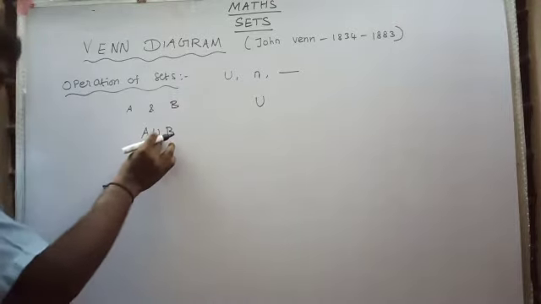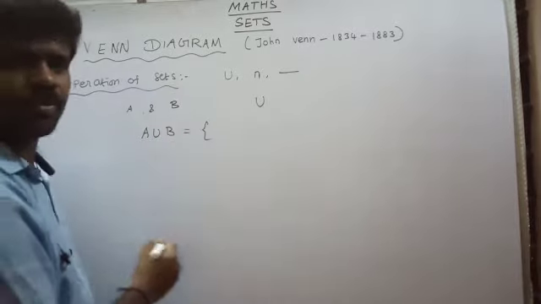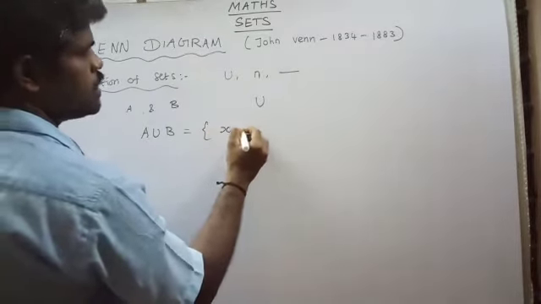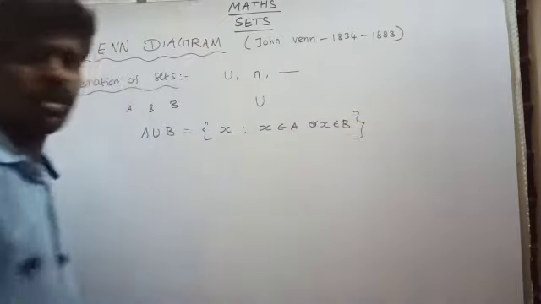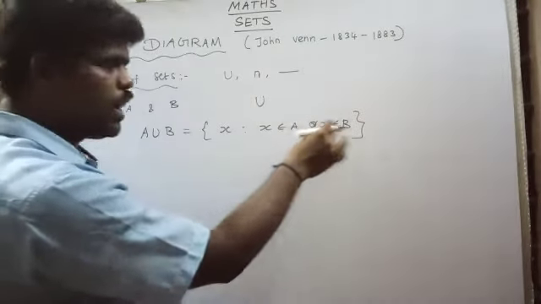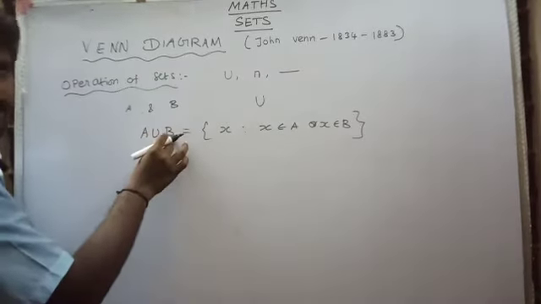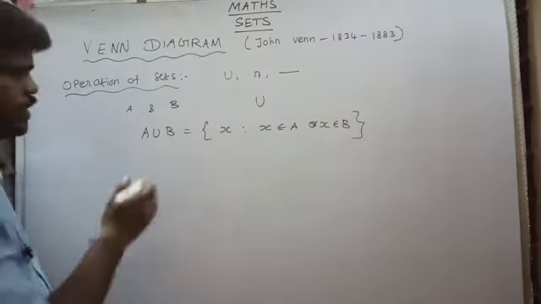A union B is equal to the set of x such that x belongs to A or x belongs to B. If an element is in A or B, then the union A union B contains that element. Okay, this is the definition of union.